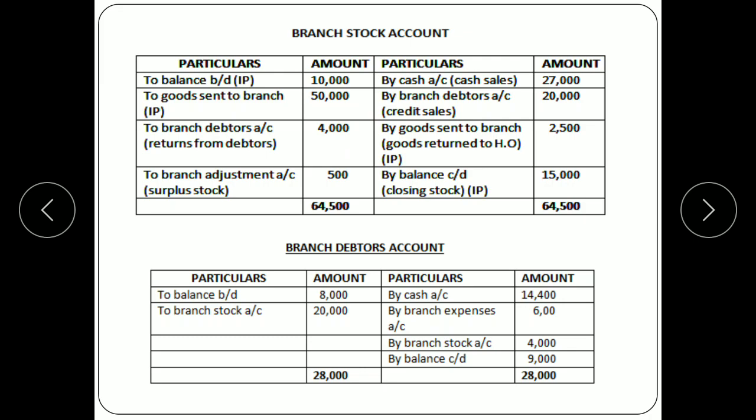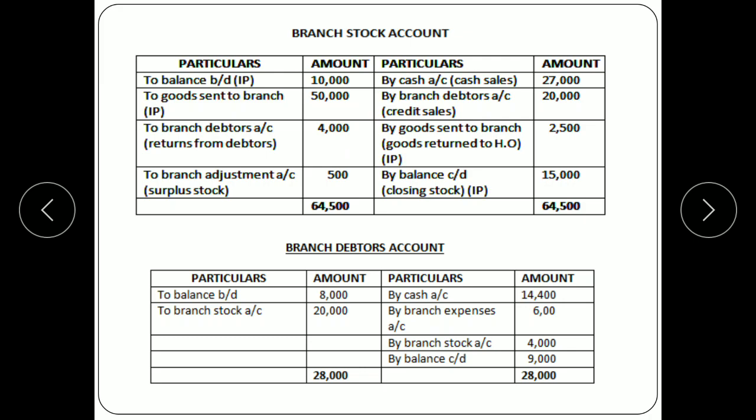Next, to branch debtors account, that is returns from debtors. The customers have returned the goods to the branch. It is recorded on debit side, 4,000. Next one, to branch adjustment account, that is surplus stock. In the question, we have been given that there is surplus of stock at the branch. Hence, the entry comes on debit side, 500, that is invoice price of surplus stock.